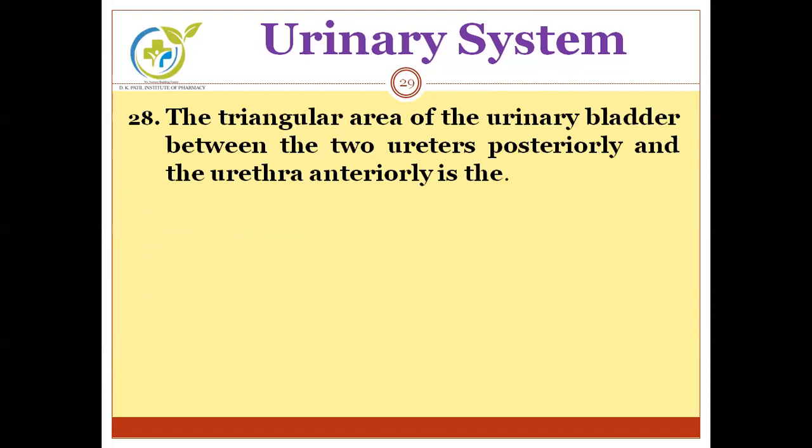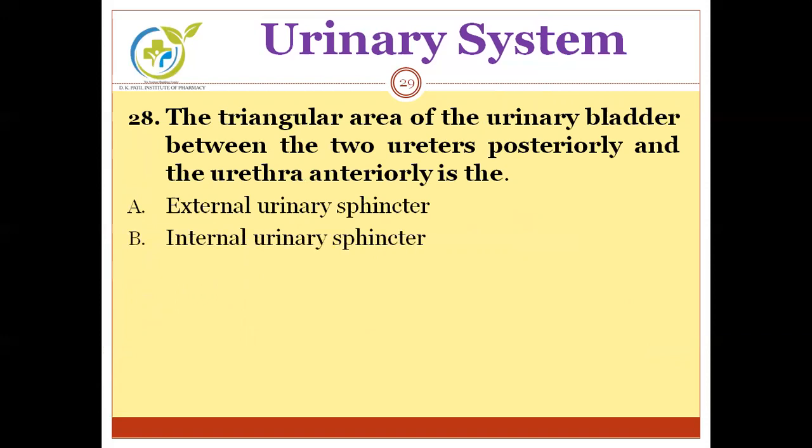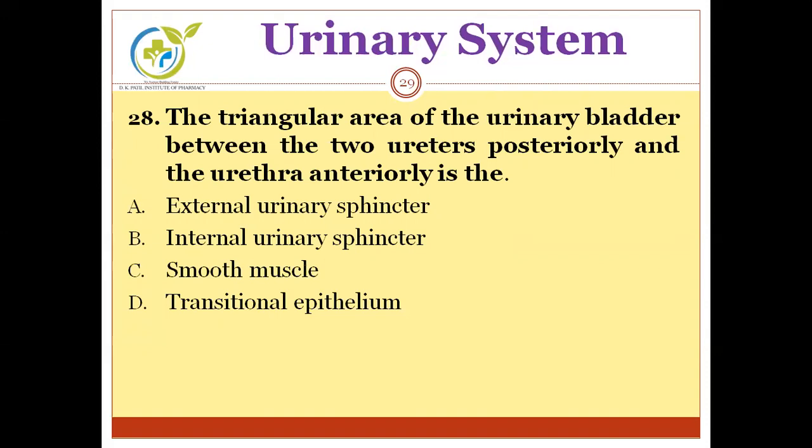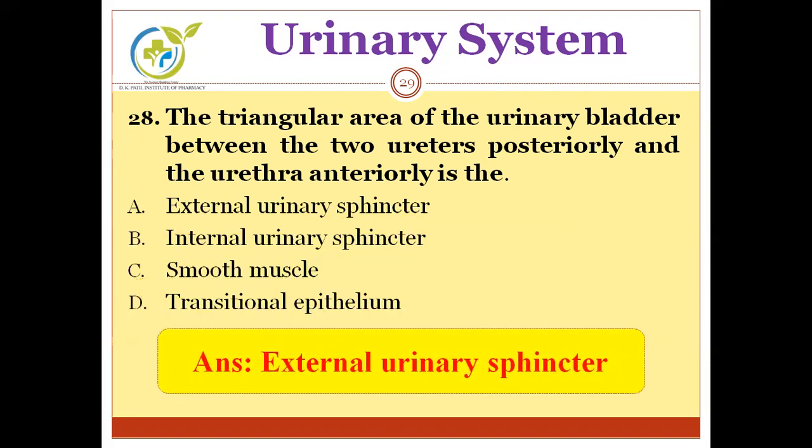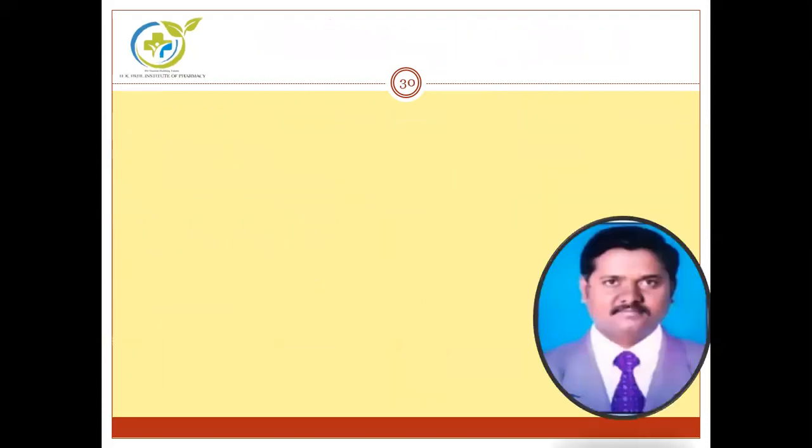Next, the triangular area of the urinary bladder between the two ureters posteriorly and the urethra anteriorly is: external urinary sphincter, internal urinary sphincter, smooth muscle, and transitional epithelium. Can you guess the correct answer? Correct answer is external urinary sphincter. Moving to the next question.